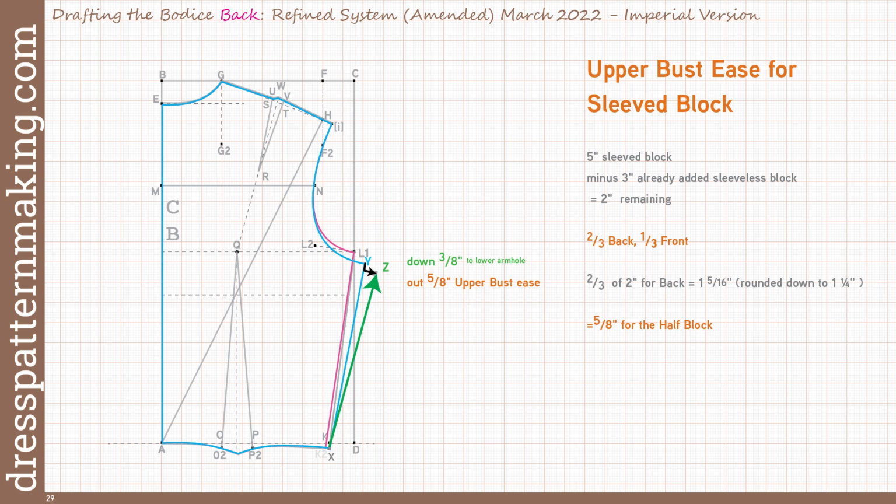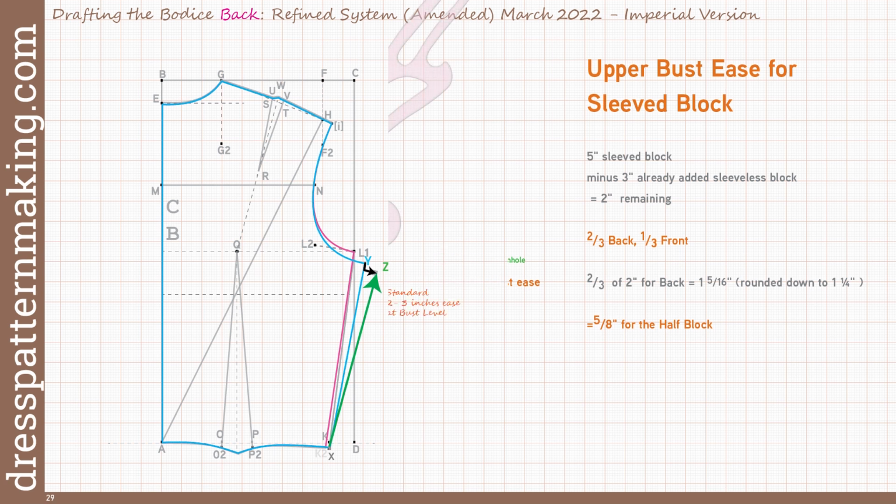As before, 2/3 will be added to the back and 1/3 to the front. That makes 1 1/4 inches total in the back, divided by 2 is 5/8 of an inch. The sleeved block is also lowered a bit, so measure down 3/8 of an inch from point Y on the sleeveless side seam line, and then at right angles to that point, measure out 5/8 of an inch for upper bust ease, and mark point Z. Draw a line from point Z down to point K2 at the waist.